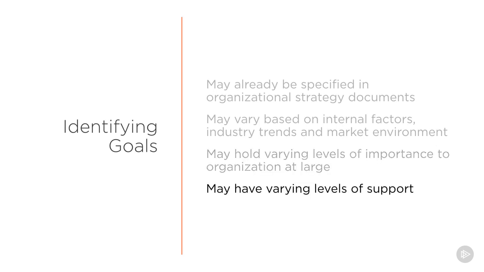Furthermore, goals may have varying levels of support. While in theory, all of these goals might be important and formally endorsed by the organization, the reality is we tend to put our focus in certain areas. And so understanding where key stakeholders have that focus can give us a better idea of what needs might be perceived as most critical for us to address.